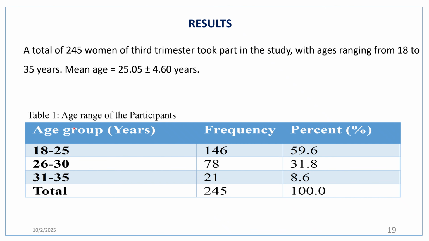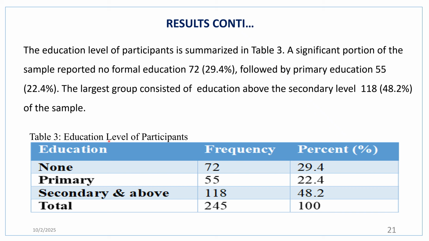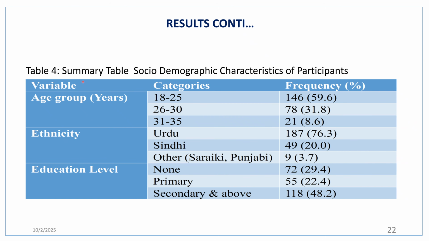This slide is representing distribution of age under results. Ethnicity distribution of participants. Education level of participants under results. This is summary table of socio-demographic characteristics of participants.